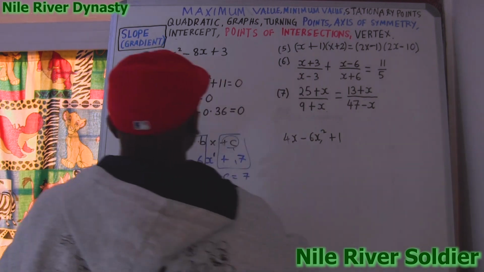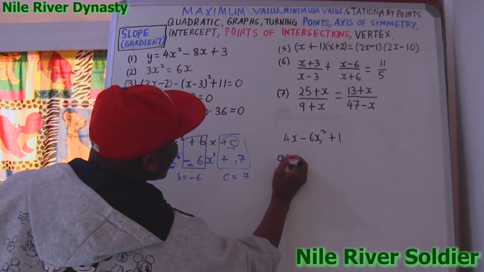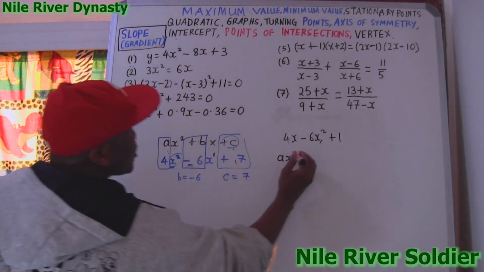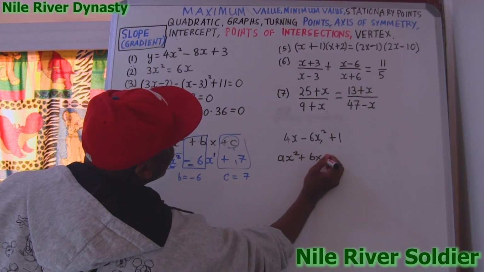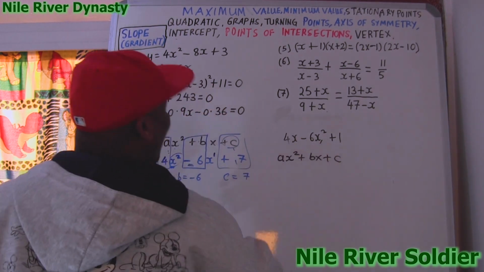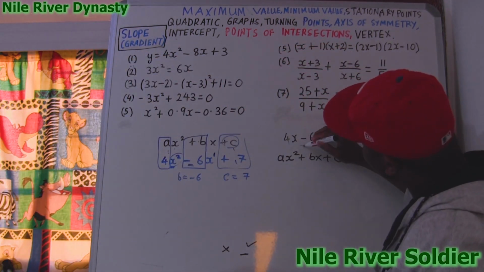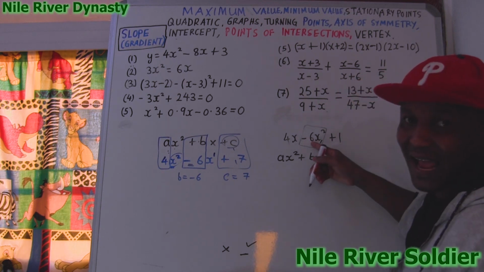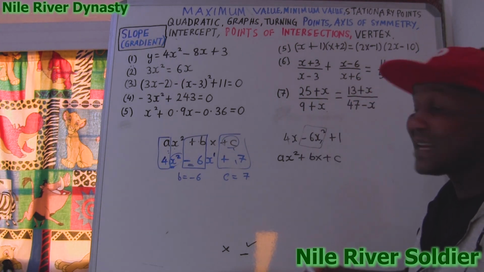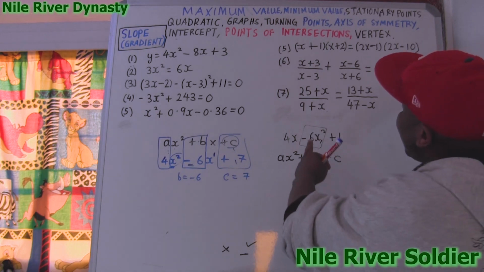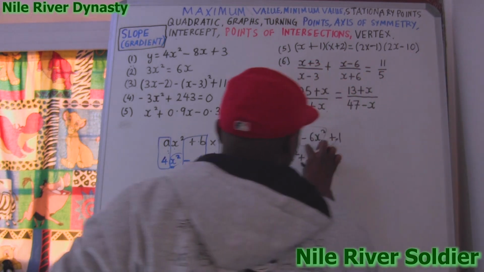First and foremost, I have to rearrange it into the standard form of a quadratic, ax squared plus bx plus c. When you take any number, you must take it with its sign, and the sign of any number is on its left. So this is going to start here.